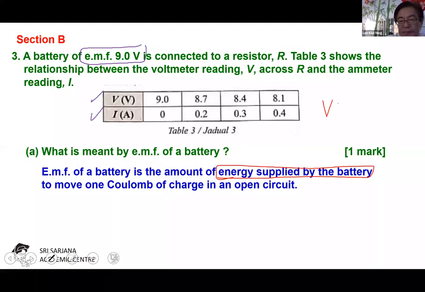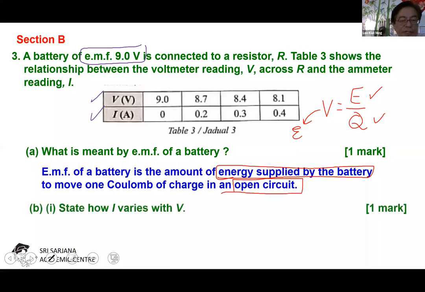You will use this. Energy over quantity of charge. Understand? I repeat. Electromotive is the amount of energy supply to move one unit of Coulomb charge in an open circuit. You must have the words open circuit. That means you have not switched it on yet.